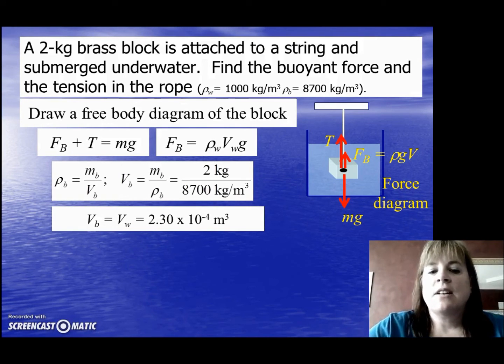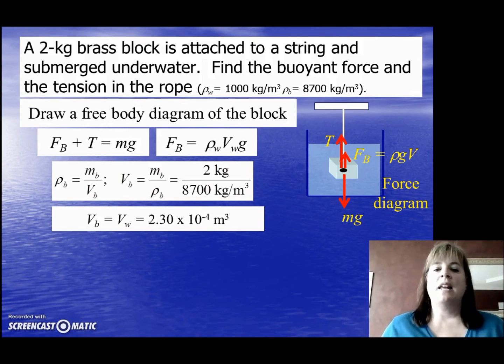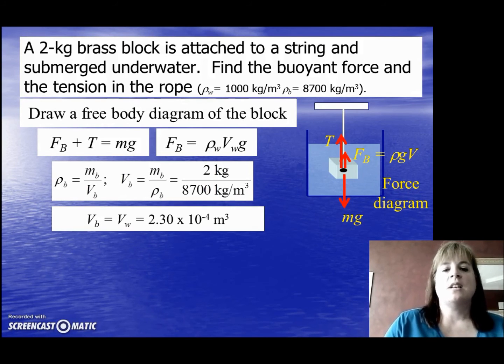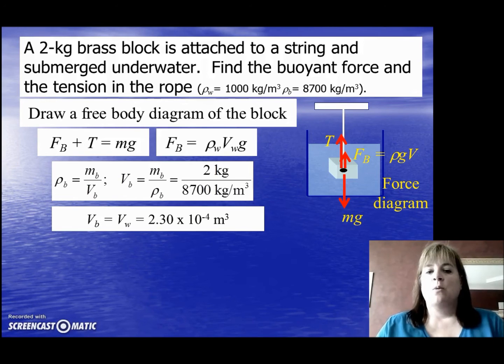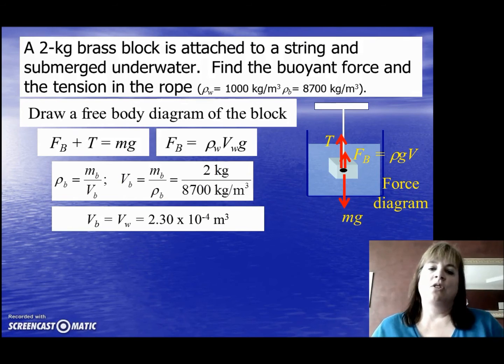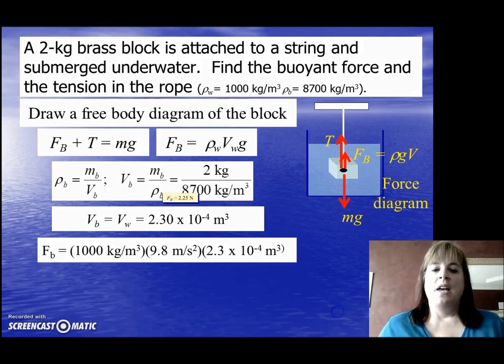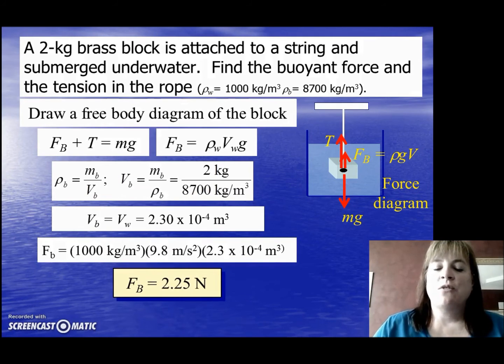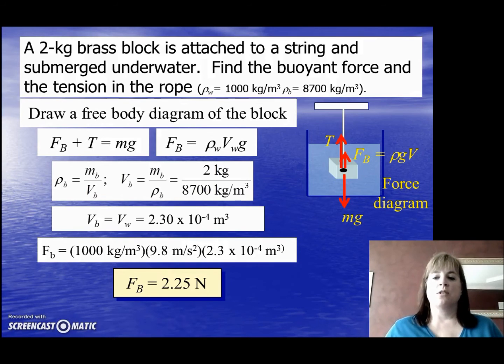So if you do that calculation, this is what you get. And now we can just plug and chug. Density of the water, 1,000, times the volume of the water, which is 2.3 times 10 to the negative fourth meters cubed, times the acceleration due to gravity, 9.8. And you should have gotten 2.25 newtons. Remember, the unit of force is newtons. All right, now that we got the buoyant force, it's time to find the tension in the rope.